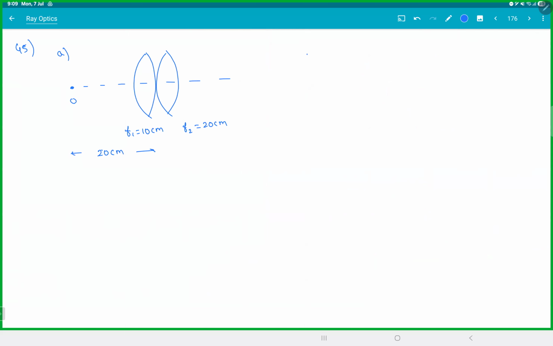So what is the 1 by f equivalent? 1 by 10 plus 1 by 20. I can do this directly. This is 3 by 20. So this whole thing is behaving like one lens whose focal length is 20 by 3.